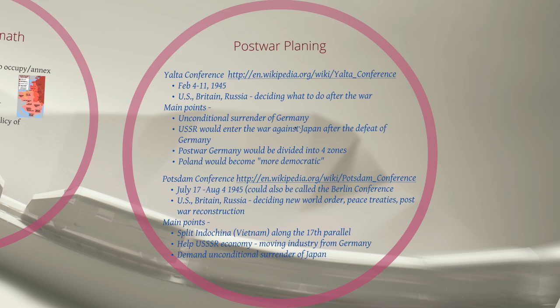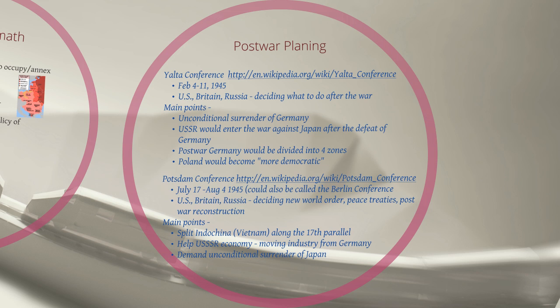Potsdam Conference, after the German surrender, is actually held in Germany. It could be called the Berlin Conference as well. Basically, here they're trying to decide a new world order, who's going to be in charge of what, and what this is going to look like. They're going to try and decide where the peace treaties are going to be, what countries are going to be at peace, and they want post-war reconstruction. So they agree on a couple of things. We're still at war with the Japanese, so that's an important discussion. The Soviets haven't joined yet.